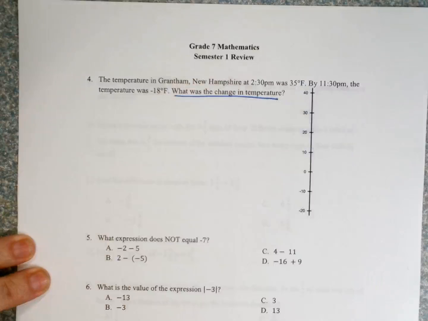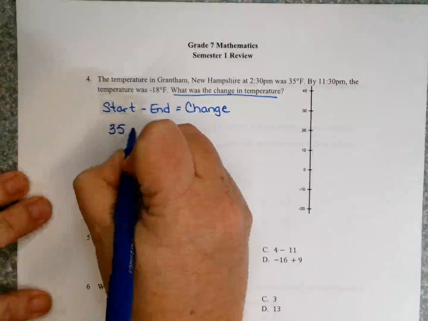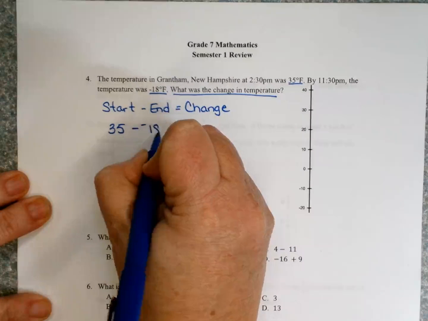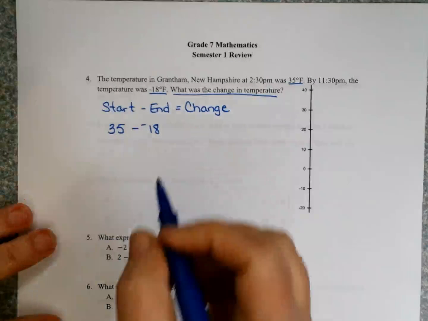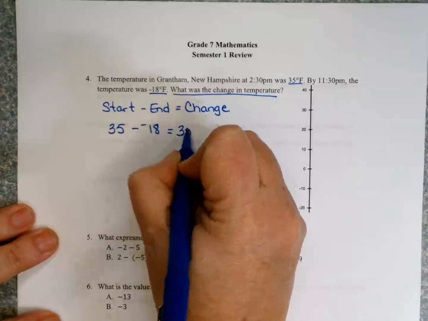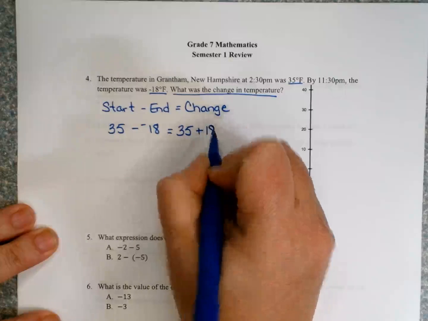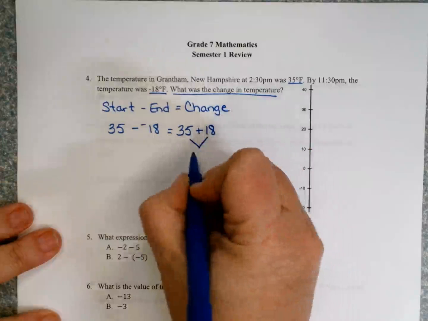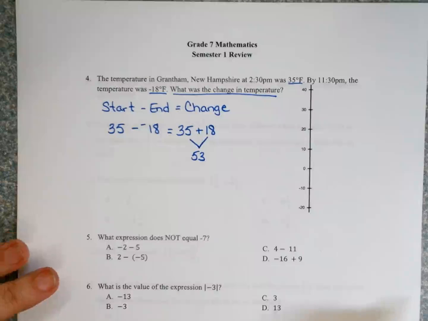Okay, so if my starting temperature was 35 degrees, and I'm going to subtract my ending temperature of negative 18 degrees, that's going to give me my change. So I also know that subtracting a negative is the same as adding a positive. So 35 plus 18 gives me 53. Okay, well, let's check that out on a number line and see how that works.